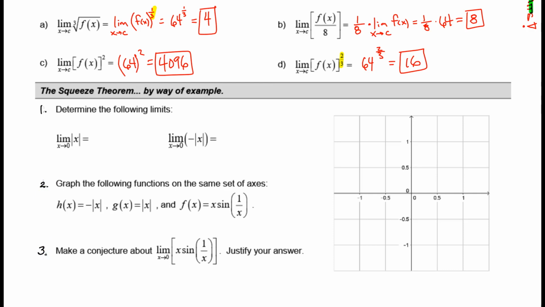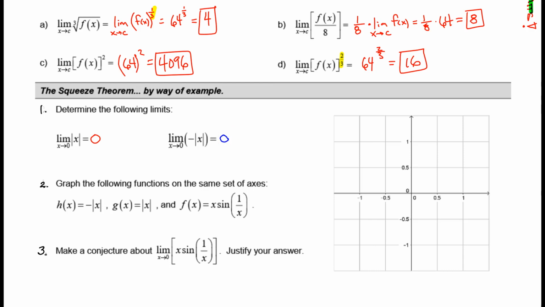All right, so step 1 here says determine the following limits. So we've got the limit as x approaches 0 of the absolute value of x. Well, the absolute value of x is a continuous function. I can just use direct substitution there, and I know the value of that limit is 0. The next one is the limit of the opposite of the absolute value of x as x approaches 0. That function is also continuous. Direct substitution yields the limit of 0.